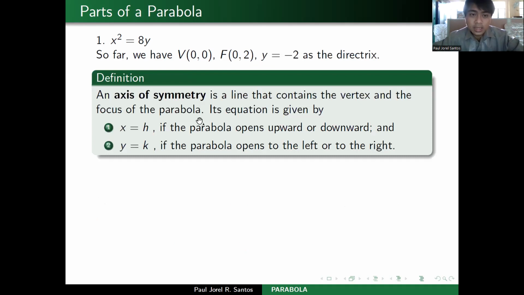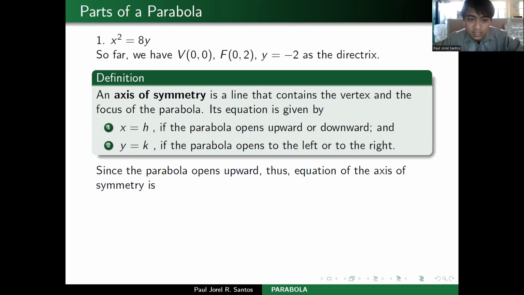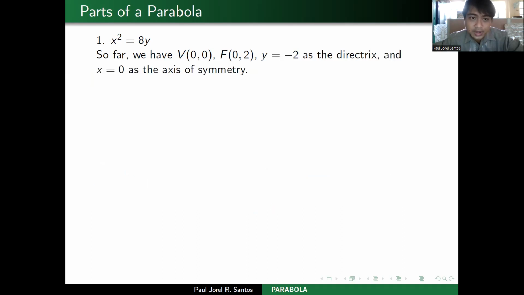For the axis of symmetry, an axis of symmetry is a line that contains the vertex and the focus of the parabola. Its equation is given by x equals h if the parabola opens upward or downward. So they have the same formula if the parabola opens upward or downward. For the parabola that opens to the left or to the right, we have y equals k. Since the parabola opens upward, we are going to use the first equation, x equals h. We all know that h is equal to 0. So this will be x equals 0, as the axis of symmetry.